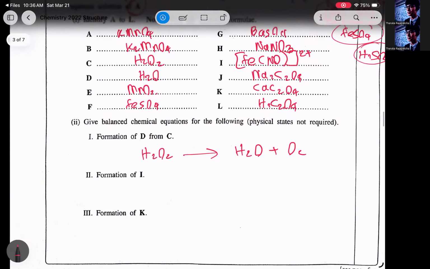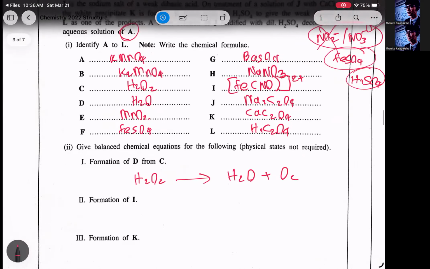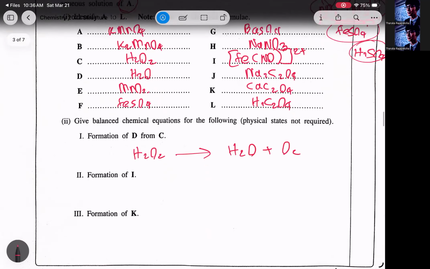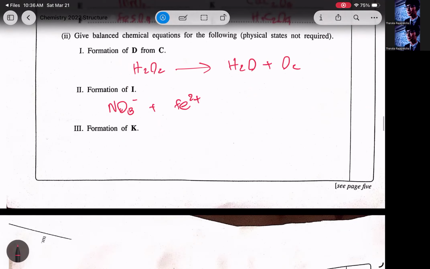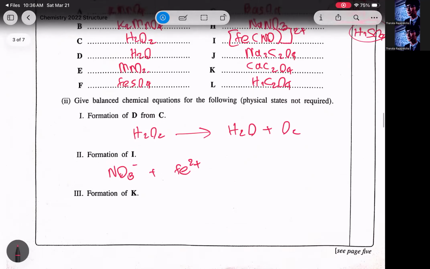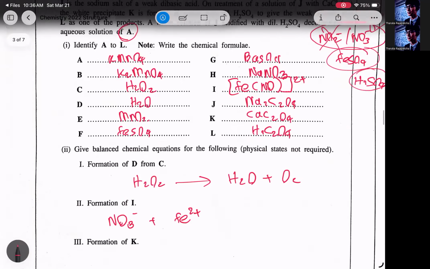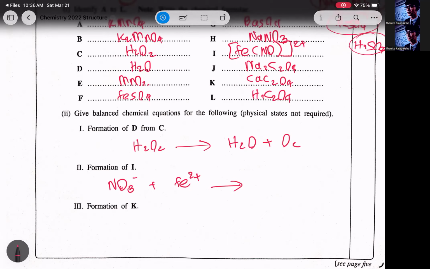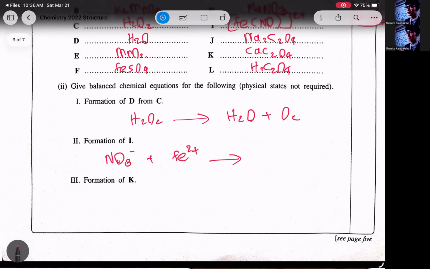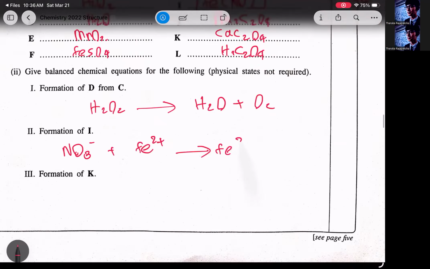Formation of I. So that's going to be the reaction between nitrate and Fe2+ joining together to form Fe3+ and NO, right?